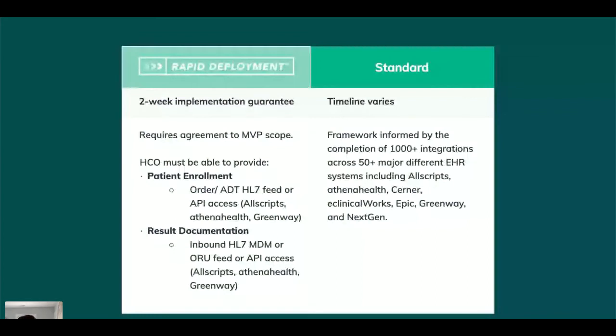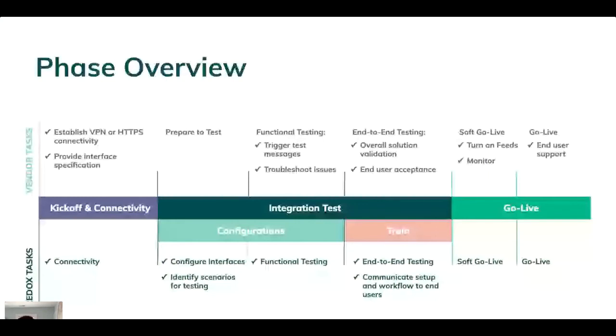So here's a quick overview of what a Redox implementation looks like. I won't go into all the steps, but there's a few phases. So there's kickoff and connectivity. An organization obviously needs to be able to exchange data with the Redox platform, and this is primarily accomplished with a VPN or with authenticating with an API. And then when we're setting up an integration, this is where we take both organizations through exchanging information. And the configuration is at the Redox level. So the Redox level is where we build a configuration which ensures standard data exchange on both sides.